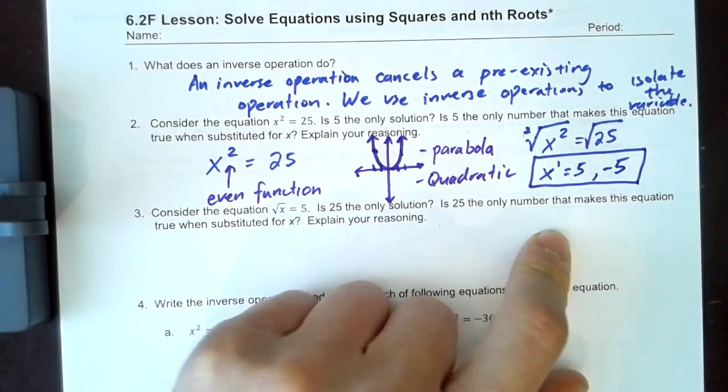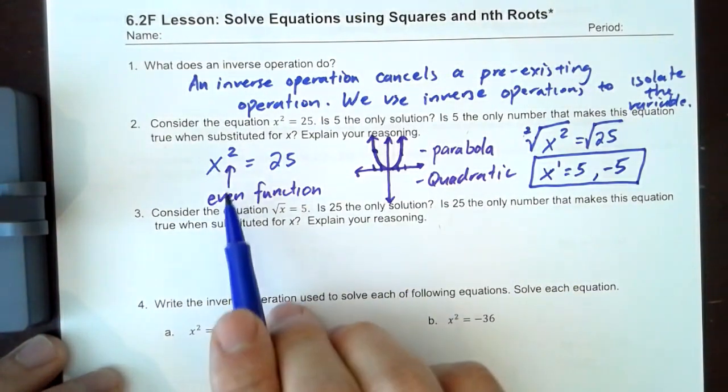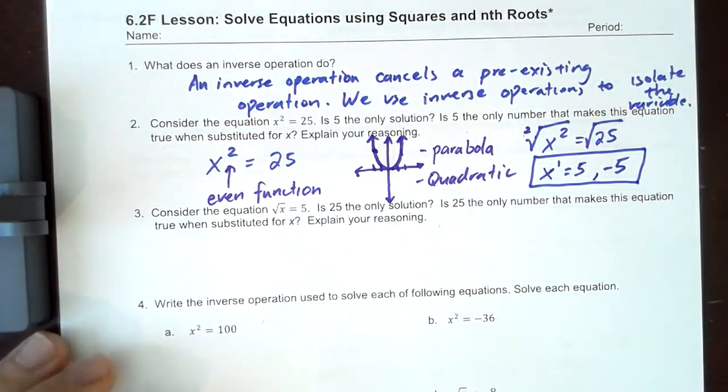So you have to realize that 5 works and negative 5 also works. This is only true for even functions. Later on, when we deal with odd functions, we don't really have to worry about the positive and negative because there's only going to be one answer for that. So even functions, always look out for positive and negative.